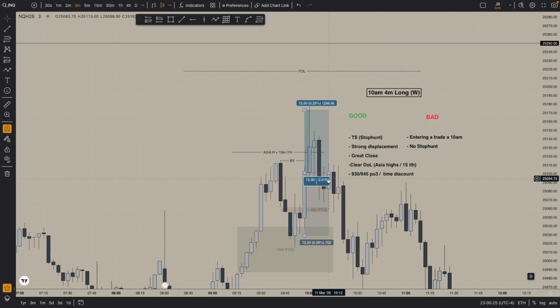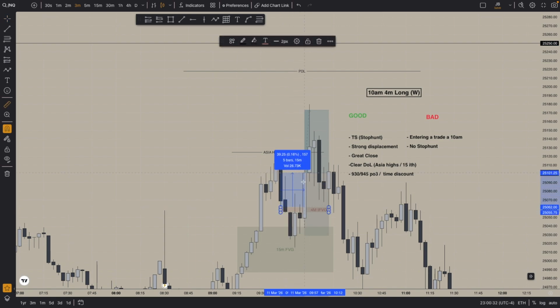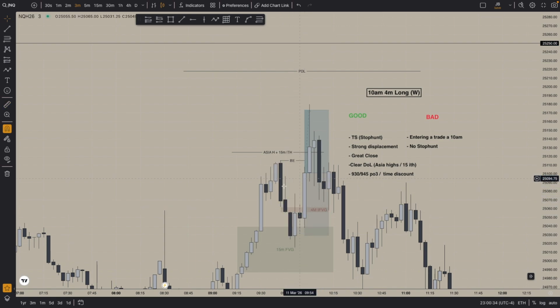So what's good about this is that we have strong displacement. We also have a really good close, a 40-point close. We completely disrespect this gap. We have insane displacement. We have almost no rejection wick here, and the body is just telling us that we want to go up. We also have a clear drawn liquidity. You can see that we're obviously going to here. If we're bullish, we're going to tap these Asia highs. If we're bearish, we're going to tap these to get a short off of it.